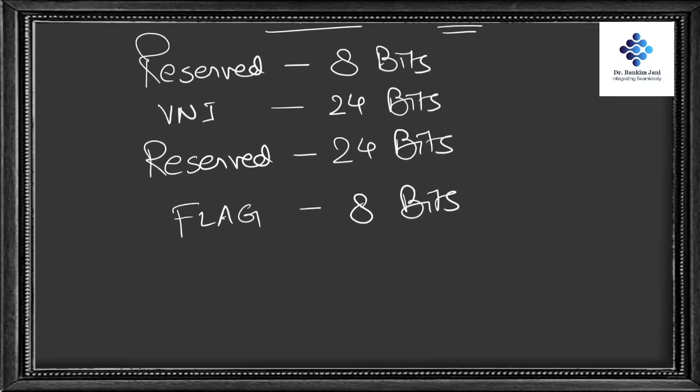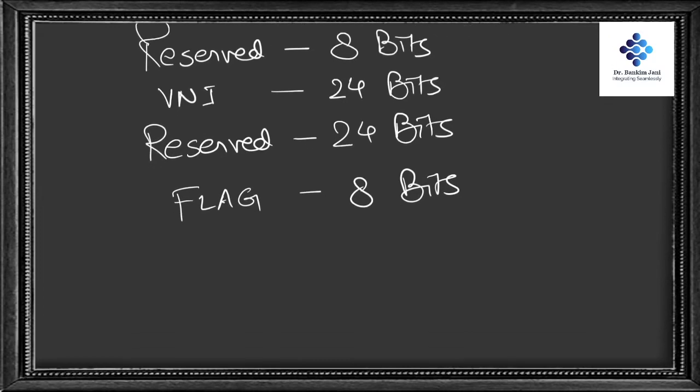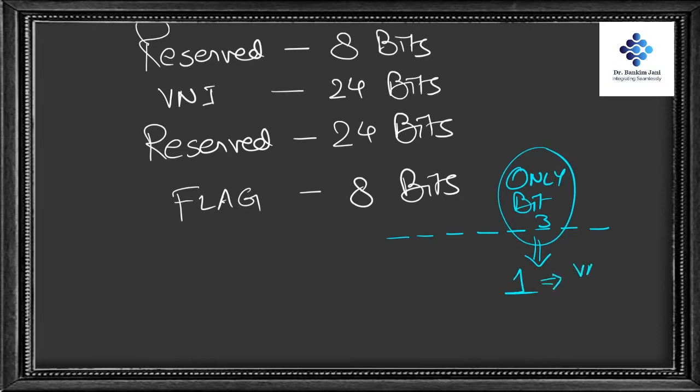Now this flag is also very interesting. The flag has 8 bits, so 1 2 3 4 5 6 7 8. Out of these 8 bits, it is only bit 3 which is important. This bit should be 1. If it is 1, that will say that yes, this is a valid VNI. So what about the rest? The rest are reserved. The remaining 7 bits are reserved.